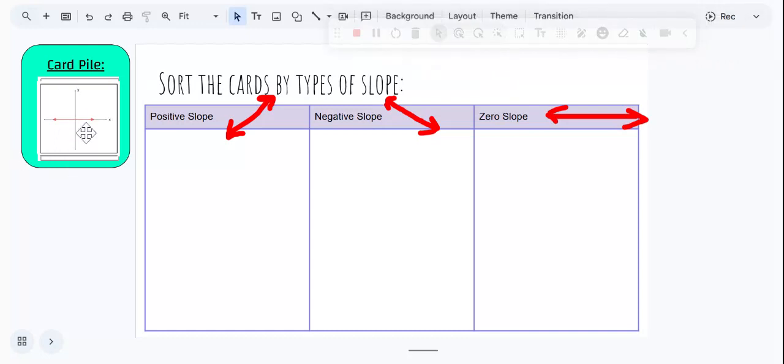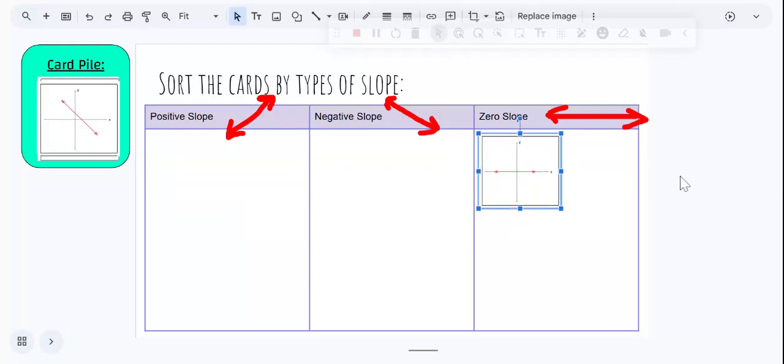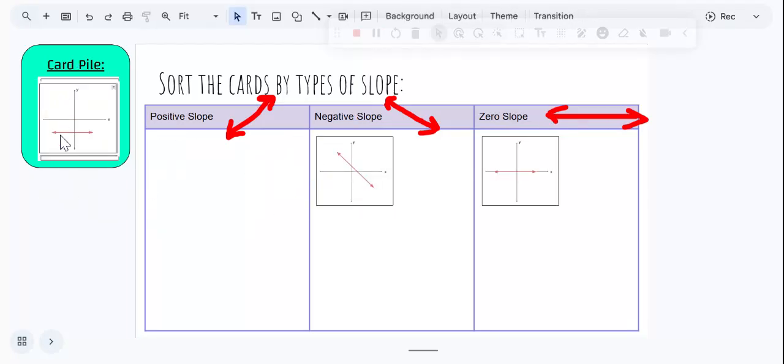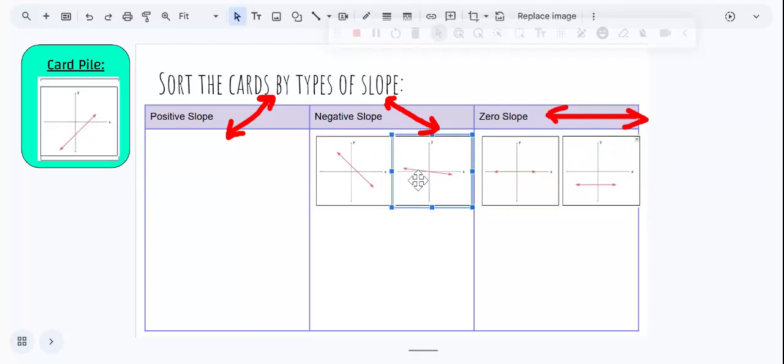Okay, so our little card pile here, let's go one by one. That is a flat line. That is zero slope. There is no incline. Slope, remember, is your incline. Okay, this one does have a slope. It is going from left to right. It's going down. Another flat line. That's zero slope. Now, this one's not completely flat. It's pretty flat, but you can still see that it's going down ever so slightly. So that's negative.